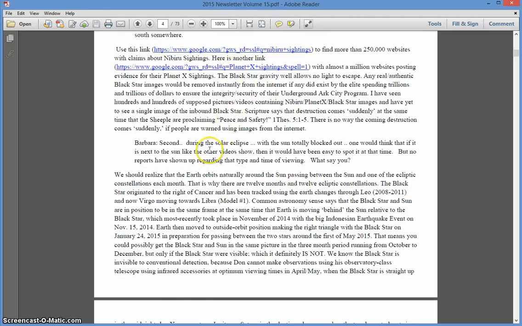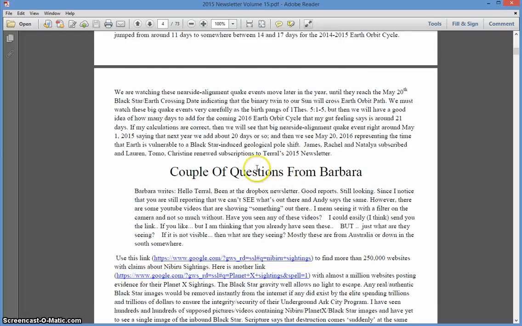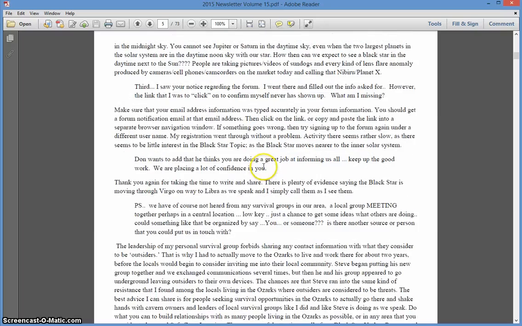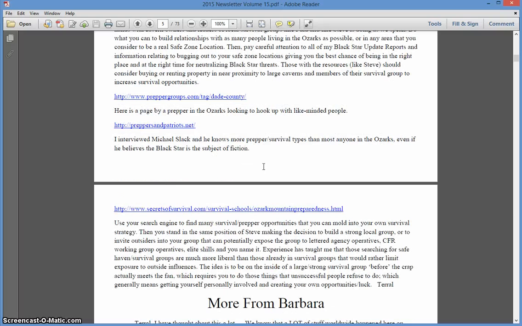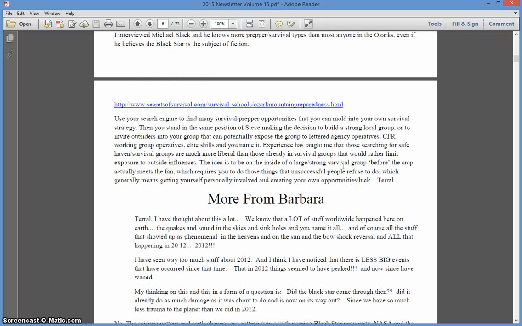So very good questions from Barbara. Questions that you guys, I think, should be asking when you see these articles near the top of the newsletter. Those are the ones I consider to be the most important to help you wake up, because most people do not have the attention span to read about Project Black Star or anything that has anything technical in it. But there's information about survival here, contacting people, things you need to do in your own.